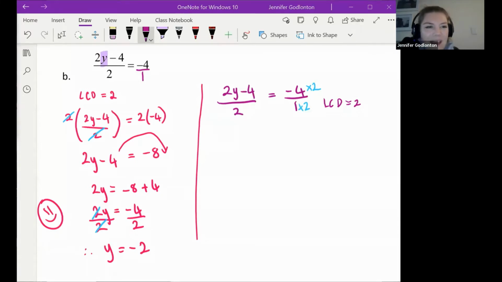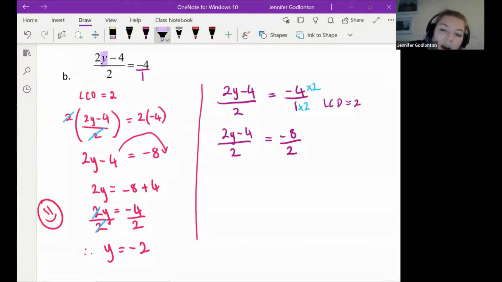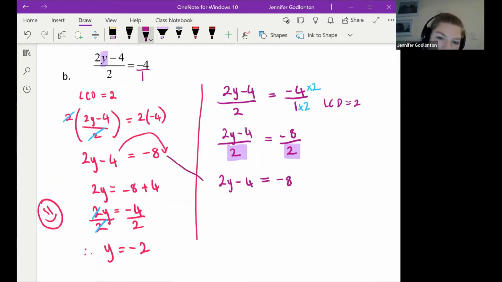But let's carry on from here and see what would happen. Once we have an LCD, now I would have 2y minus 4 over 2, and on this side I would have -8 over 2. In a fraction equation like this, when my denominators are the same as each other, I'm allowed to drop my denominators. And so when we get to this point, we can say 2y minus 4 is equal to -8, and then it's exactly the same from there. So then we would move the 4 over and divide by the 2.